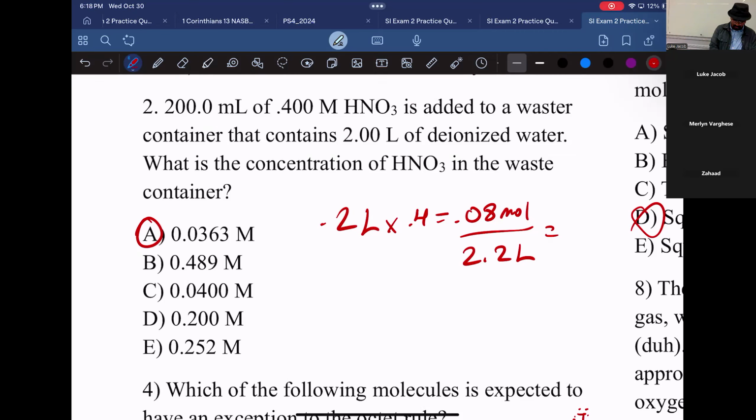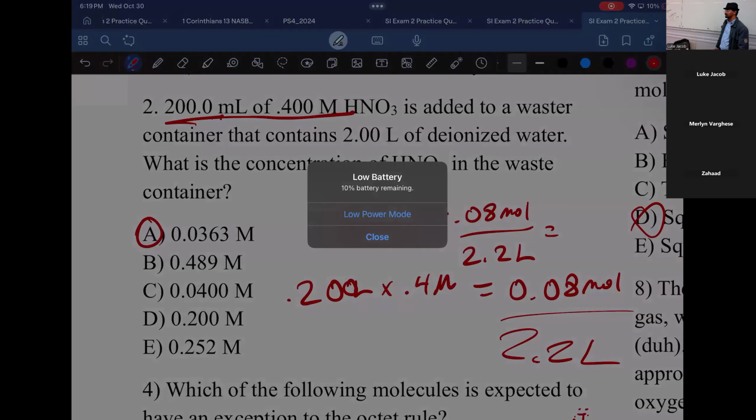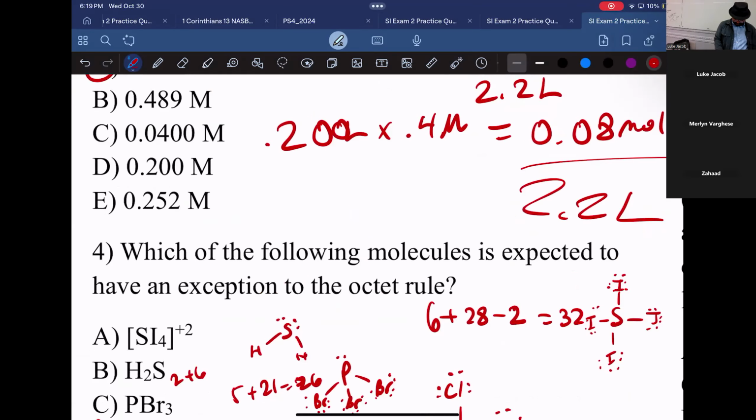What you want to do is, you can't really use the dilution formula with this. You need to calculate the moles. First it's 2.00 liters times 0.4 molarity, and you get 0.08 mole. Then what's the total volume? You are adding it to a 2-liter thing, but you're putting in 200 milliliters, so it's actually 2.2 liters. If you do the calculation, it would be A, 0.0363. You guys got it? That's like 10%.